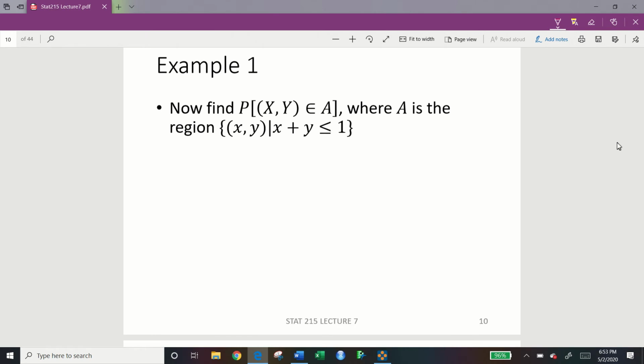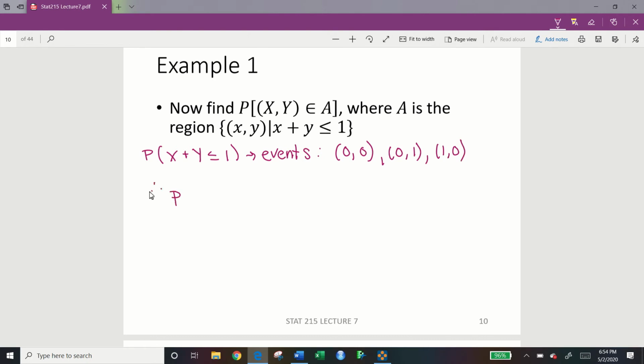Now we want to find the probability of (x, y) belonging to A, where A is the region of (x, y) given that x plus y is less than or equal to 1. Okay, so let's take a second to think about this. X plus y less than or equal to 1 means that we have to be strictly talking about the events where either both x and y are 0, just y is 1 and x is 0, or just x is 1 and y is 0.